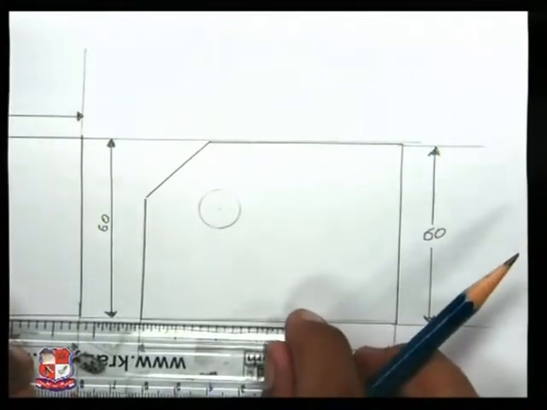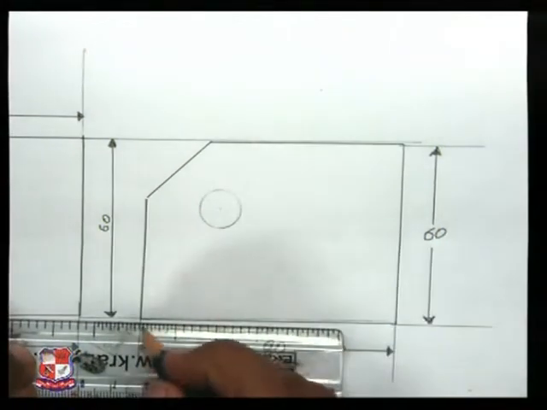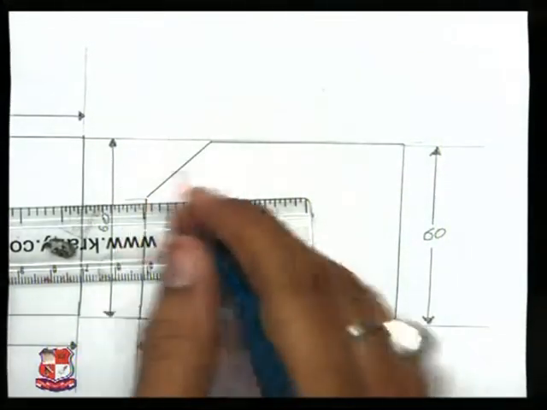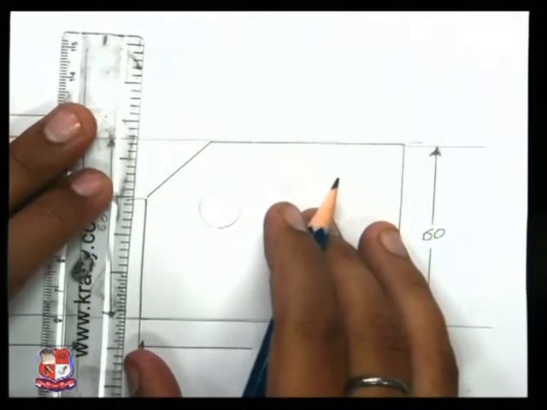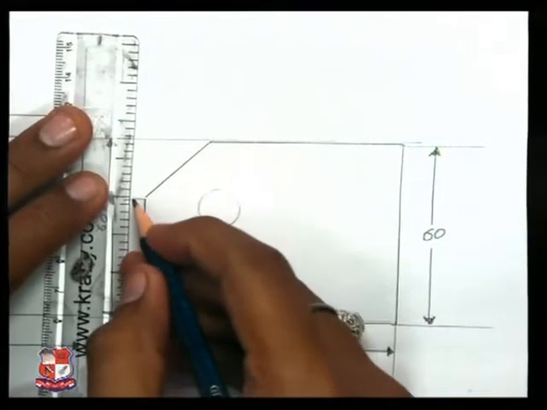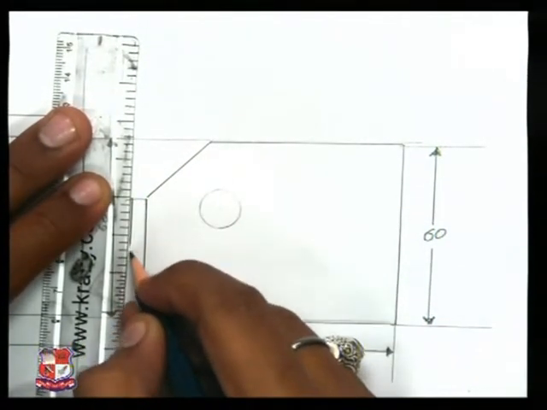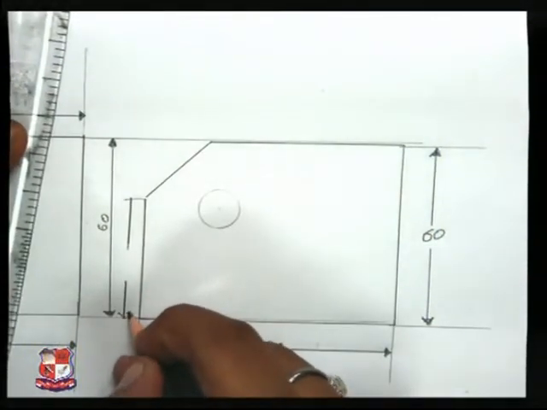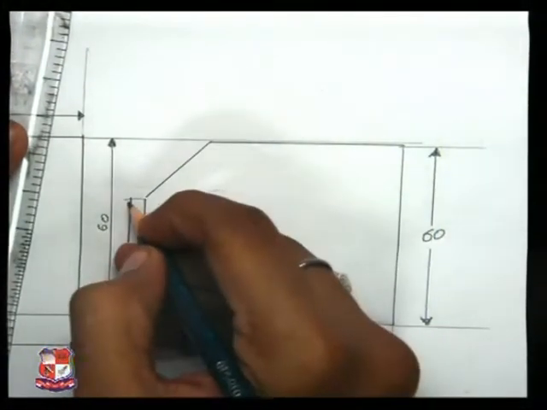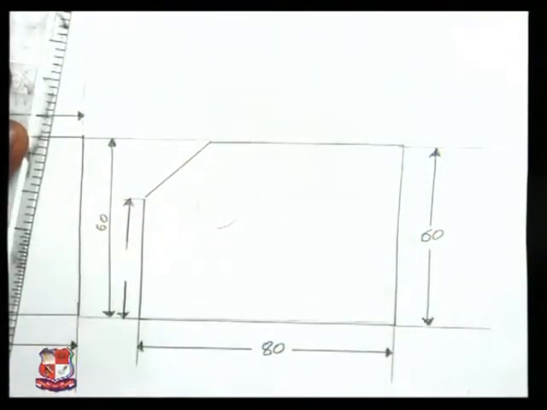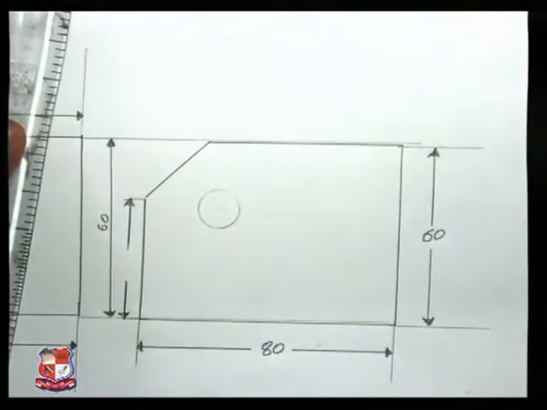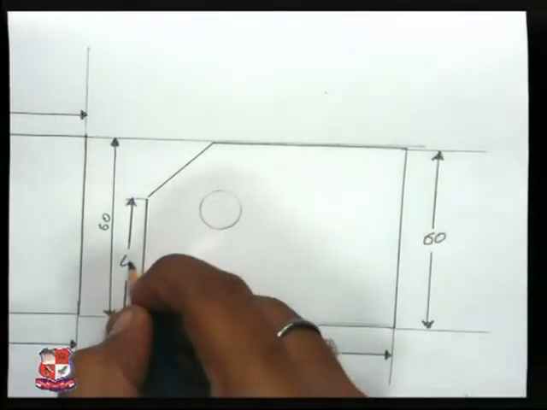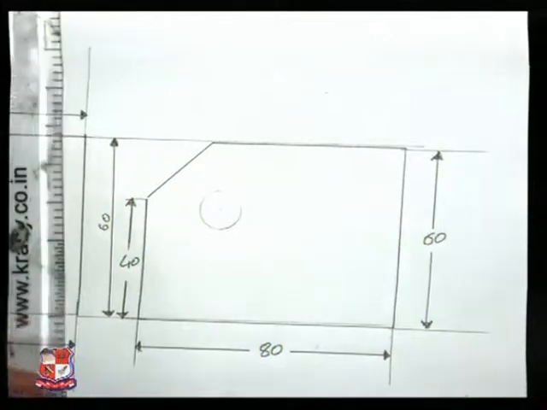We'll give another dimension of the vertical line. Draw extension line, then draw dimension line. Fill arrow on both the ends. Give dimension in the break space.